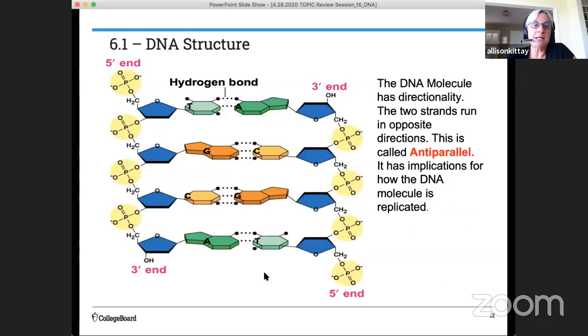Okay, so this image kind of gets back to how that phosphate group will bond to the 5-carbon sugar, and the way it bonds will exert a directionality on the DNA molecule. The 2 strands run in opposite directions, and we call this being anti-parallel, and it has really important implications for how the DNA molecule is replicated.